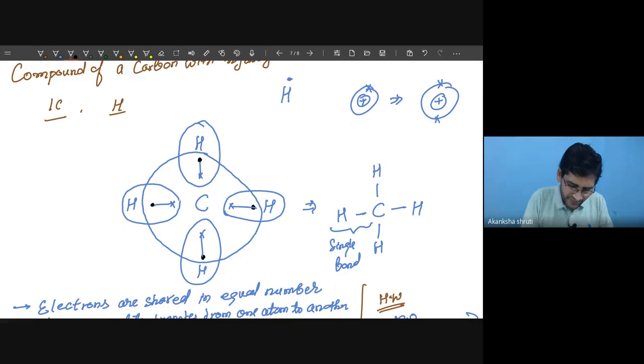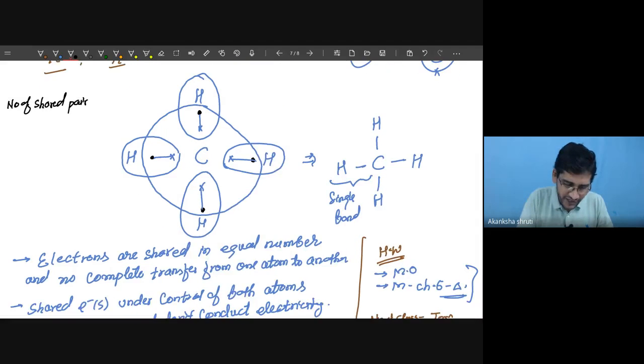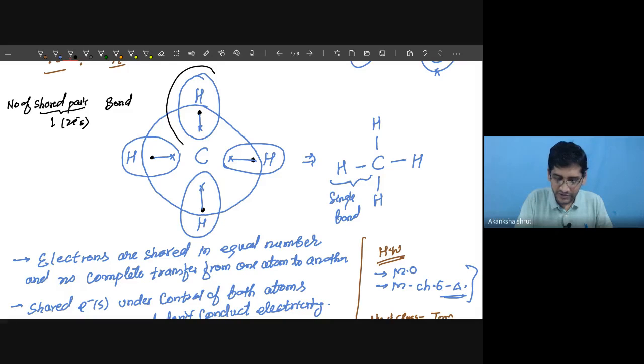Student, if the number of shared pairs we are always looking at is only one, then we call this bond a single bond. So if the shared pair is one pair, it means only 2 electrons are shared. Here we consider the carbon and hydrogen only.